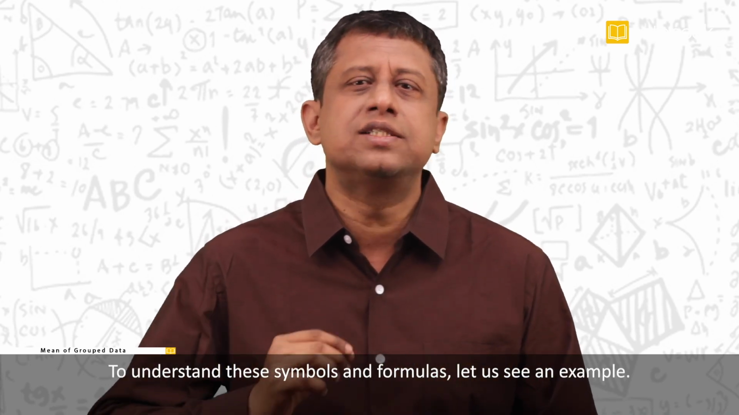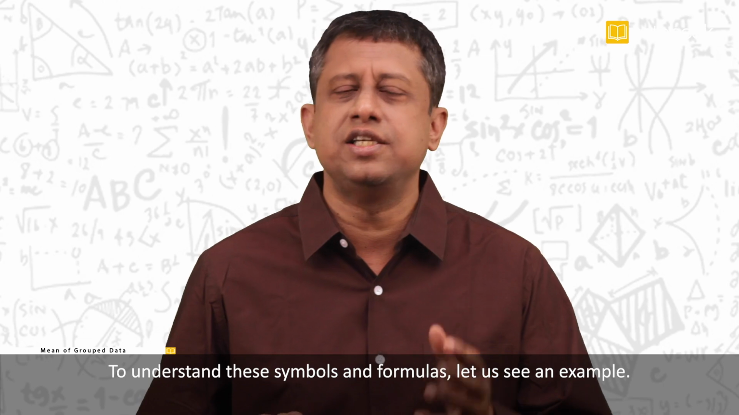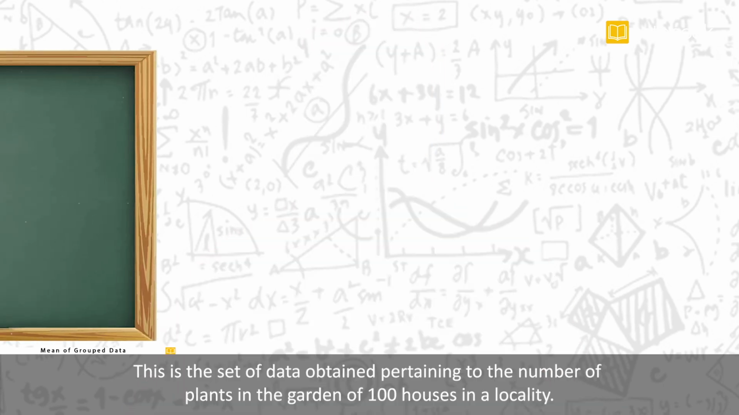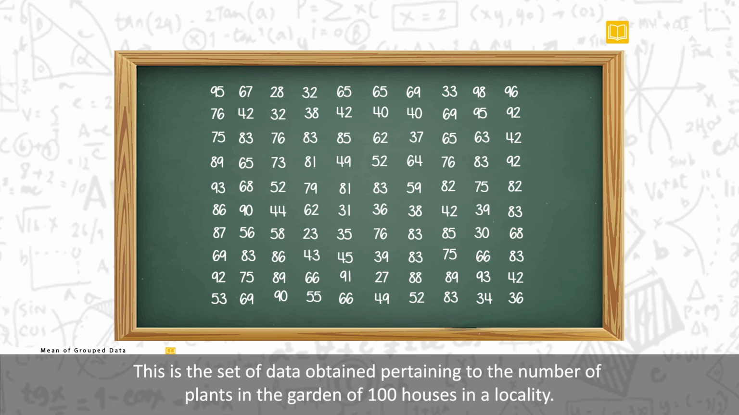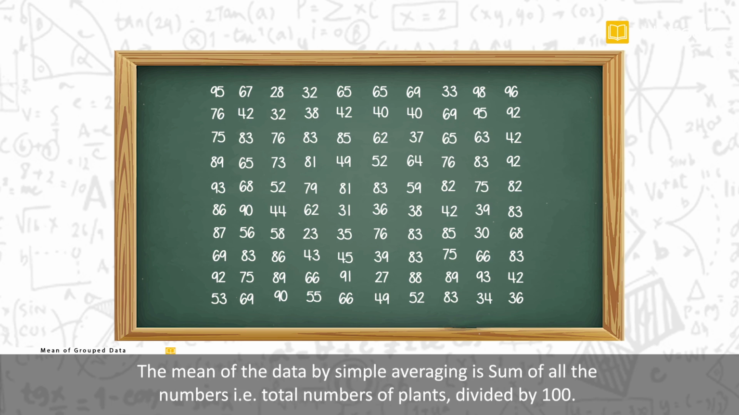To understand these symbols and formulas, let us see an example. This is the set of data obtained pertaining to the number of plants in the gardens of 100 houses in our locality. The mean of the data by simple averaging is the sum of all the numbers, that is, the total number of plants divided by 100.